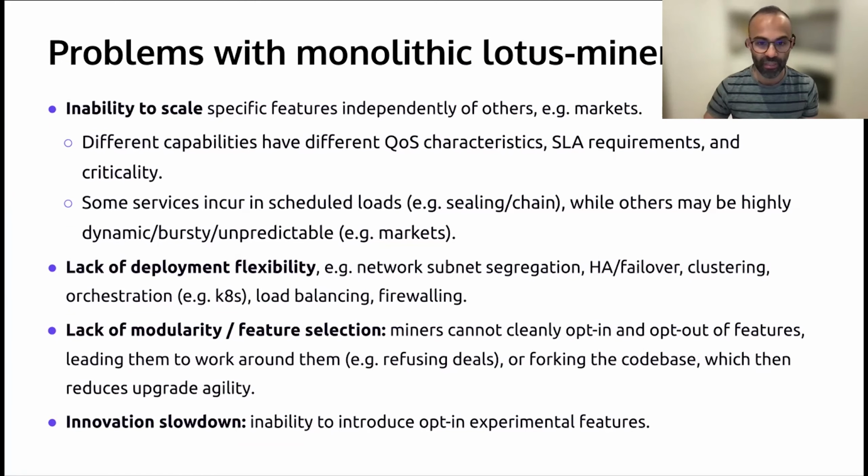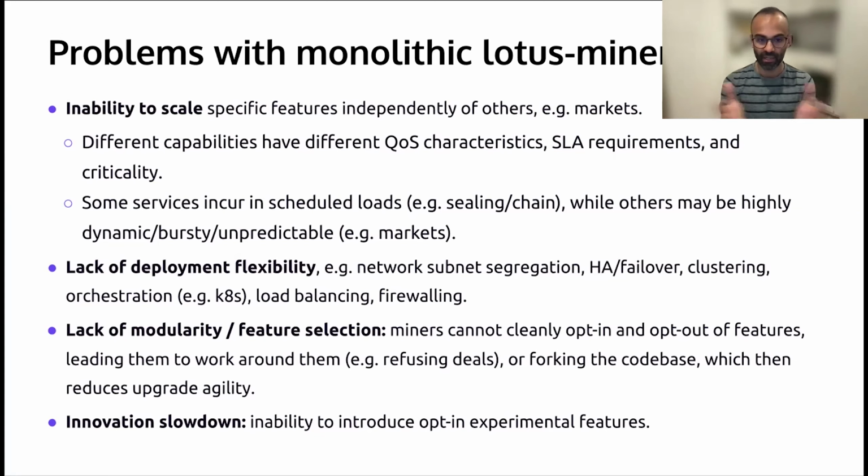Another thing is that miners cannot cleanly opt in and opt out of features, right? So right now, what miners do is they work around them, sometimes finding ways to short circuit some features, like for example, refusing deals or pricing them with outrageous amounts so that no deals would be made, or outright rejecting them. Or they can even resort to forking the code base.